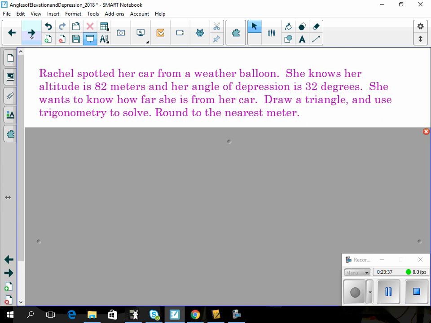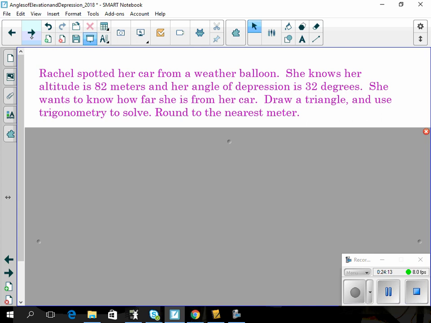So I see Rachel has spotted her car from a weather balloon. Where are typically weather balloons? In the air, in the sky. So we're probably talking about an angle of depression, right, Martin? Yeah, okay. Angle of depression. How do I draw my triangle for my angle of depression? I'm looking at what you're drawing. Beautiful. That's exactly right. Angle of depression, we're up in the sky and we're going down.